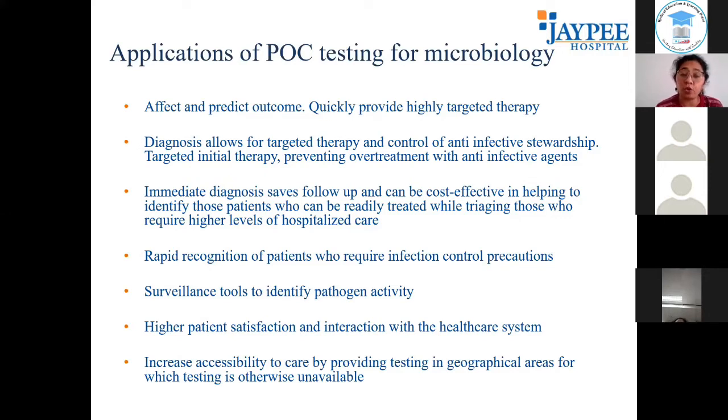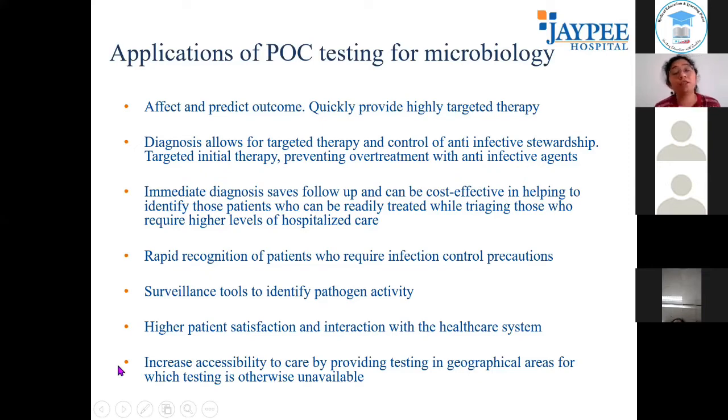Rapid recognition of infection control protocols. There are many screening methods where they screen for MRSA, VRE, carbapenem resistant Enterobacteriaceae, and you can easily put your infection control practices in place. Or even in a viral infection, how do you know whether you require a contact precaution, a respiratory precaution, or a droplet precaution? All that can be defined very well. Then for any infection or any disease, surveillance plays a very important role.